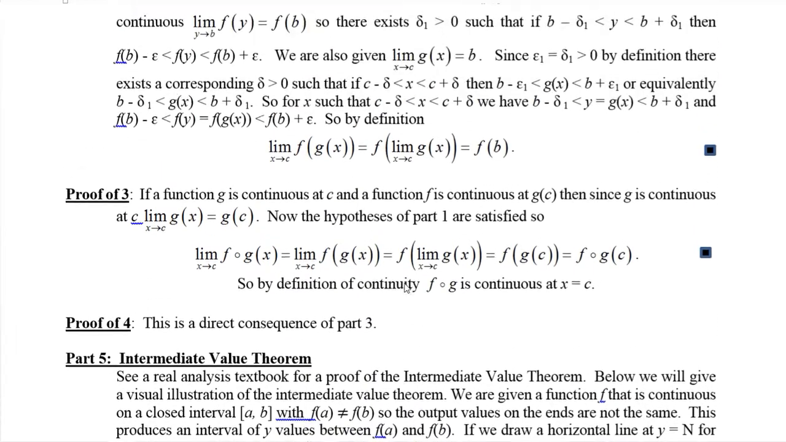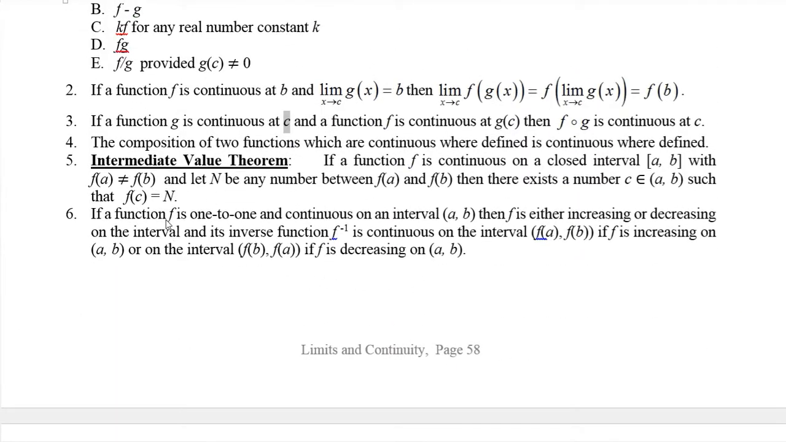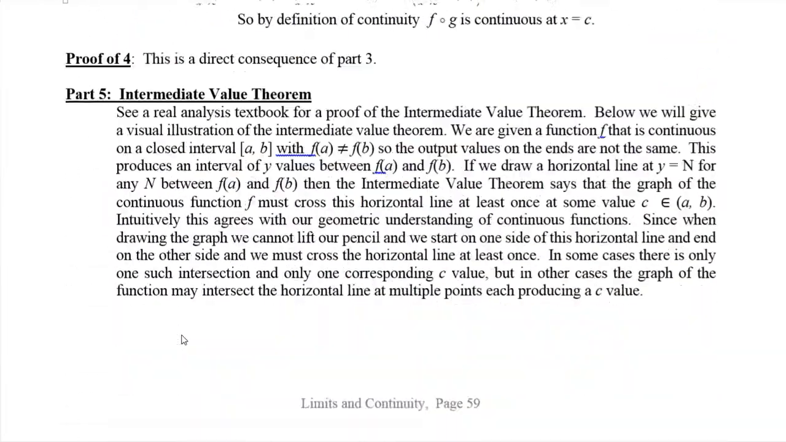Finally, one more property here. If a function f is one-to-one and continuous on an interval from a to b, then the first thing is that either f is strictly increasing or strictly decreasing on the interval, and its inverse function, f inverse, is continuous on the interval f of a to f of b, depending on which order it goes. Okay, so let's do a proof of that one.